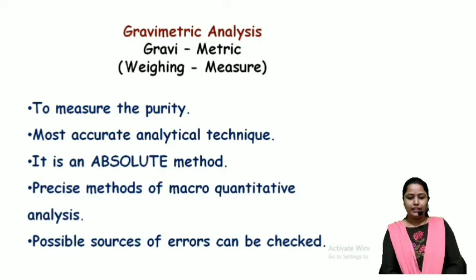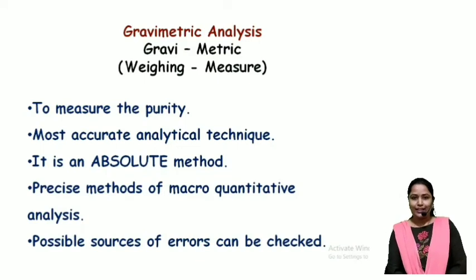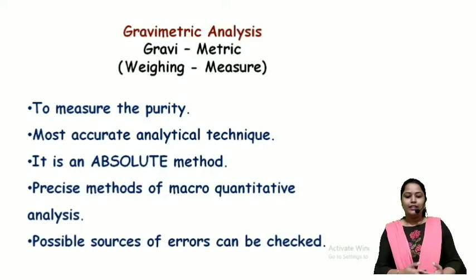Gravimetric analysis is used to measure purity. It is the most accurate analytical technique. It is an absolute method. It is a precise method of macro quantitative analysis, and in this technique, possible sources of errors can be checked.